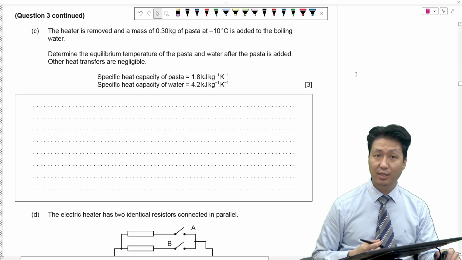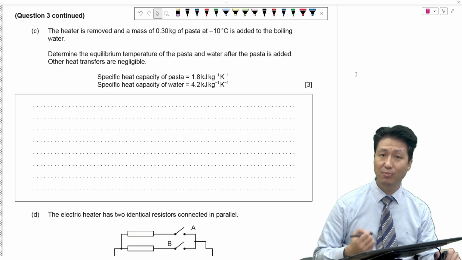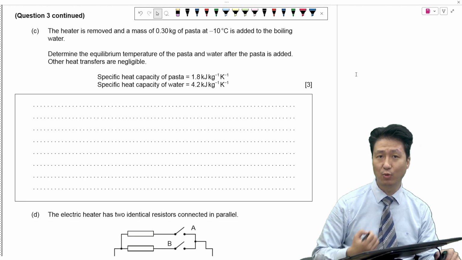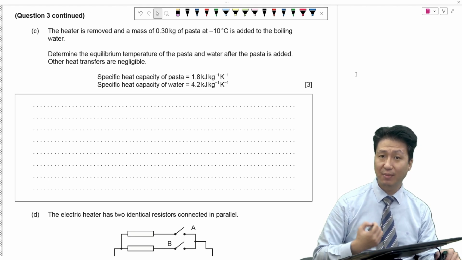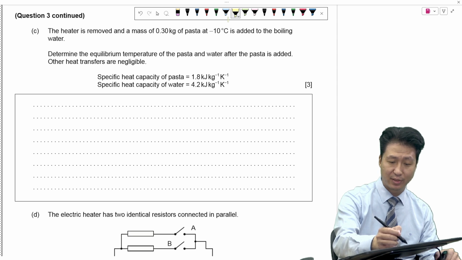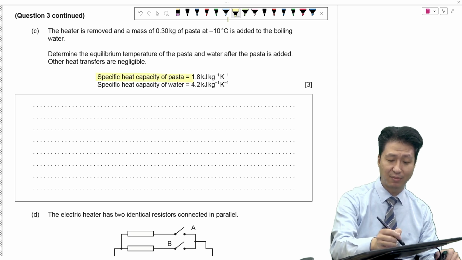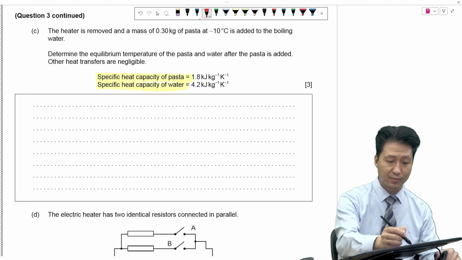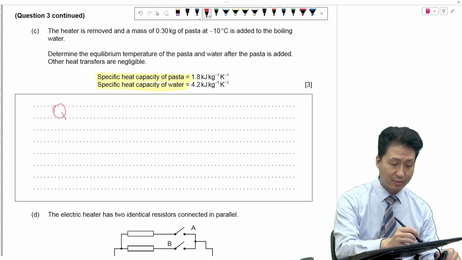Part C of this question says the heater is removed and a mass of 0.30 kilograms of pasta at negative 10 degrees Celsius is added to the boiling water. Determine the equilibrium temperature of the pasta and water after the pasta is added. Other heat transfers are negligible, and we're given the specific heat capacity of the pasta and of the water. So, let's write an equation.